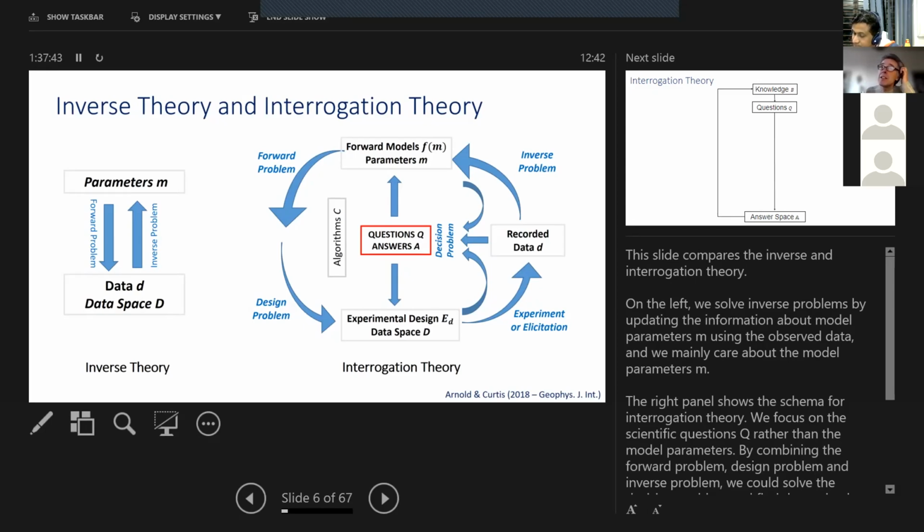At that point, we still haven't answered the question. For that, we have to solve a decision problem, and I'll show you how we do that in a minute. And that decision problem is basically deciding between different answers in the answer space. And in all of this, we have to consider different algorithms for solving the problem because we know that they give us potentially different answers, different qualities of answer. So in interrogation theory, we include all of these different possibilities and we bring them together in a consistent way to answer the question. And that is going to, as we'll see, minimize our bias in the answer.